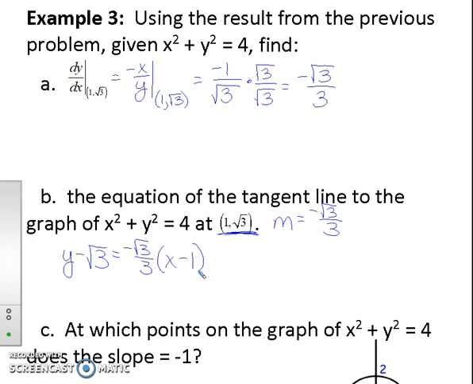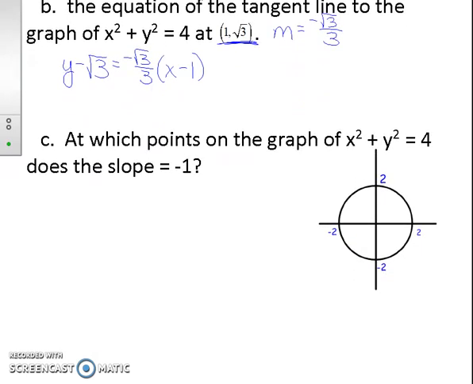So you get y minus the square root of 3 equals negative square root of 3 over 3 times x minus 1. All right, and then part C says, at which point on the graph of x squared plus y squared equals 4 does the slope equal negative 1? So again, slope is the derivative. So they're basically saying, when does dy dx equal negative 1? Well, our equation for dy dx is negative x over y. So when does negative x over y equal negative 1?